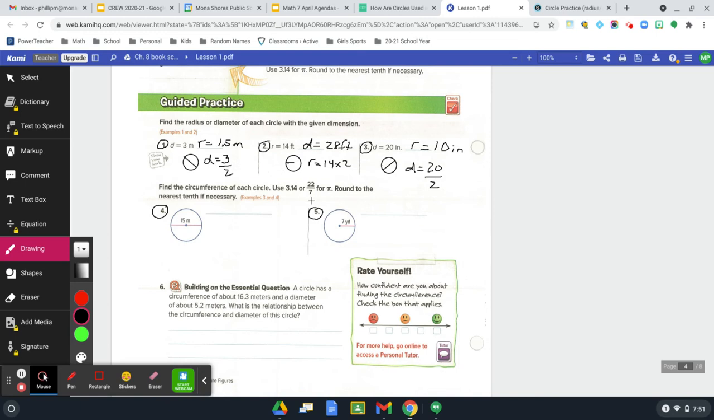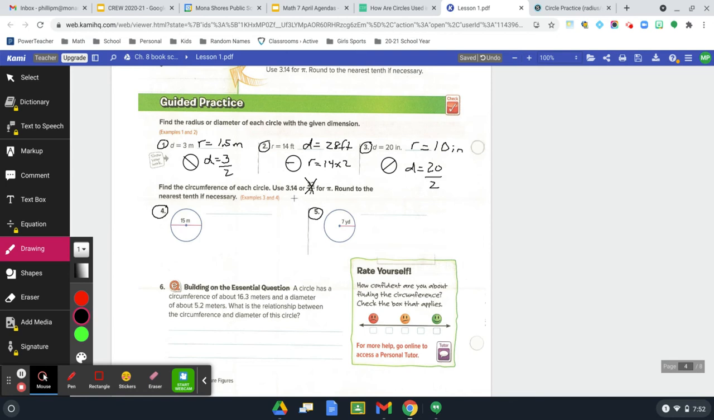The 22 over 7, you would use this in your calculations if you were working with fractions within your radius or your diameter. So if you saw that in your circles, then the 22 over 7 is a good way to use it with those fraction calculations. Now, we won't worry about 22 over 7 because we probably won't do many, if any at all, with fractions this year.